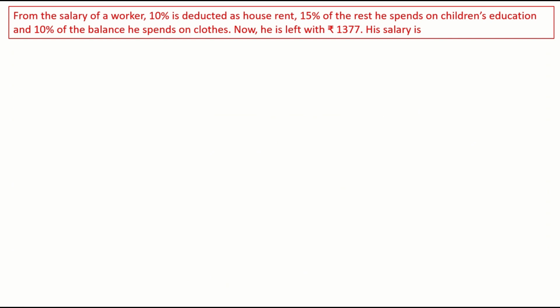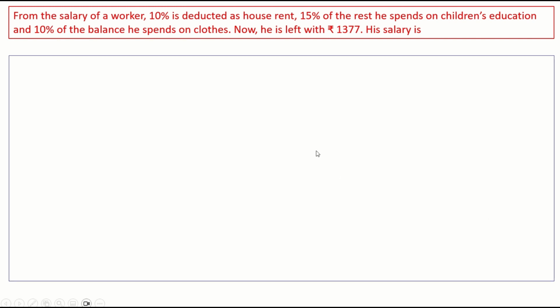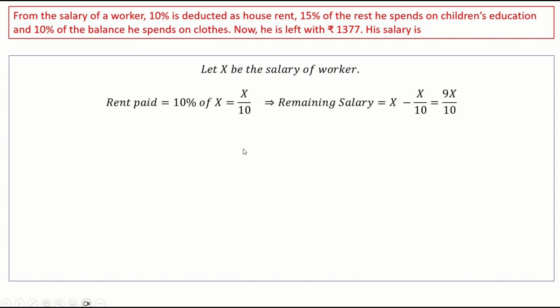from the salary of a worker, 10% is deducted as house rent, 15% of the rest he spends on the children's education, and 10% of the balance he spends on clothes. Now he is left with 1377. His salary is how much? So start with salary. Let X be the salary of the worker. Then 10% is deducted from the salary. So remaining is 9x by 10. Correct? 90% is remaining, right? So you can directly take 9 by 10x.